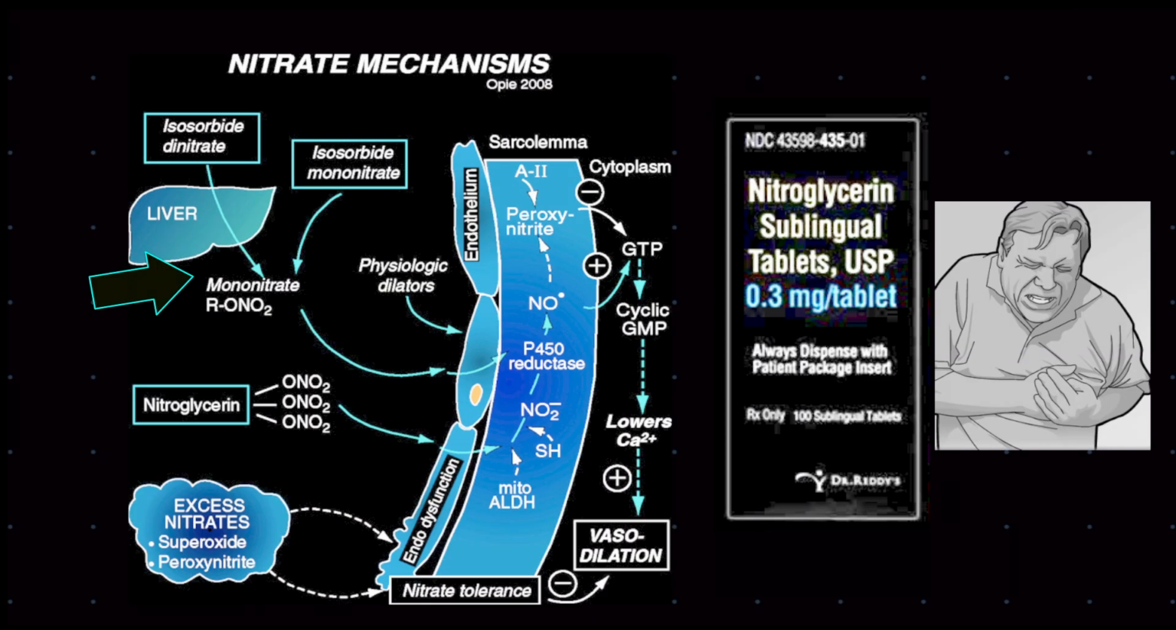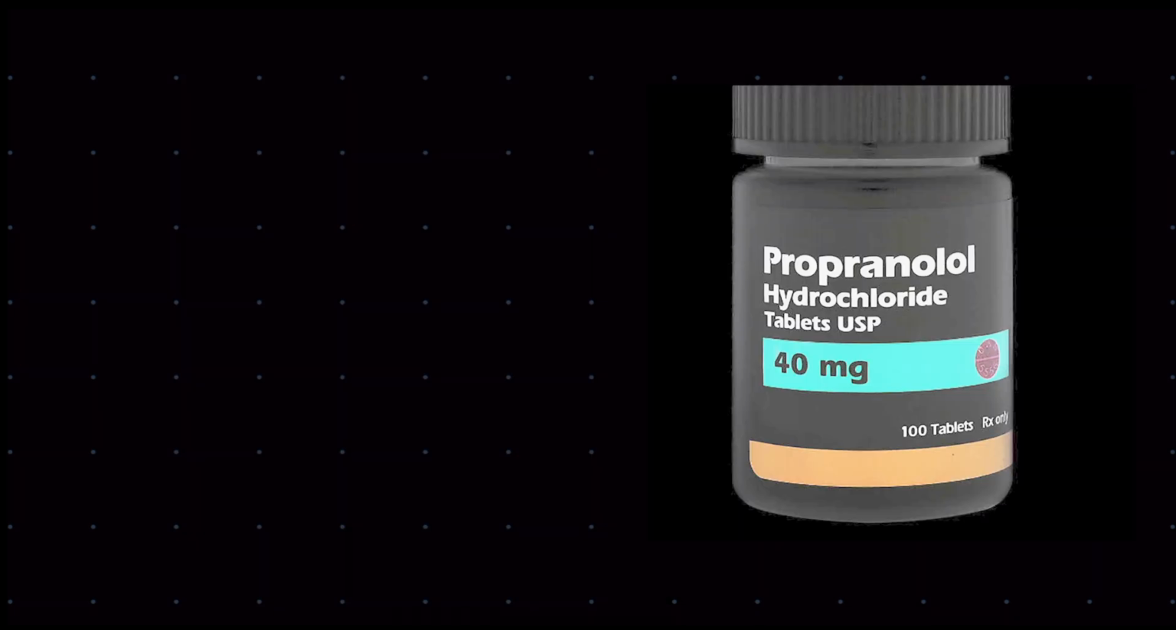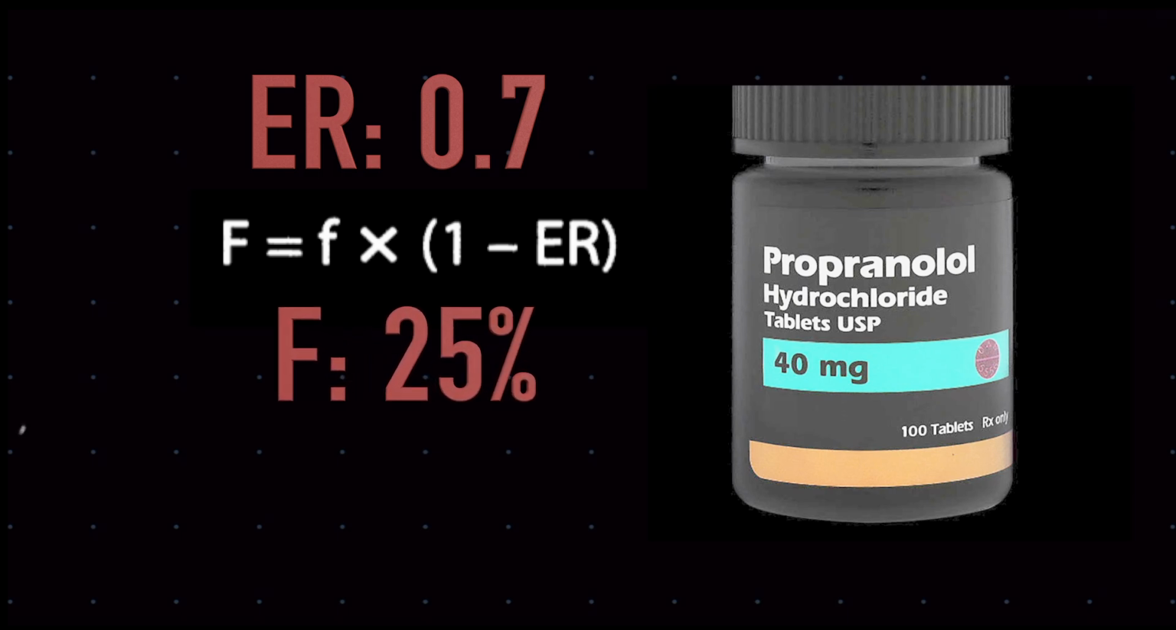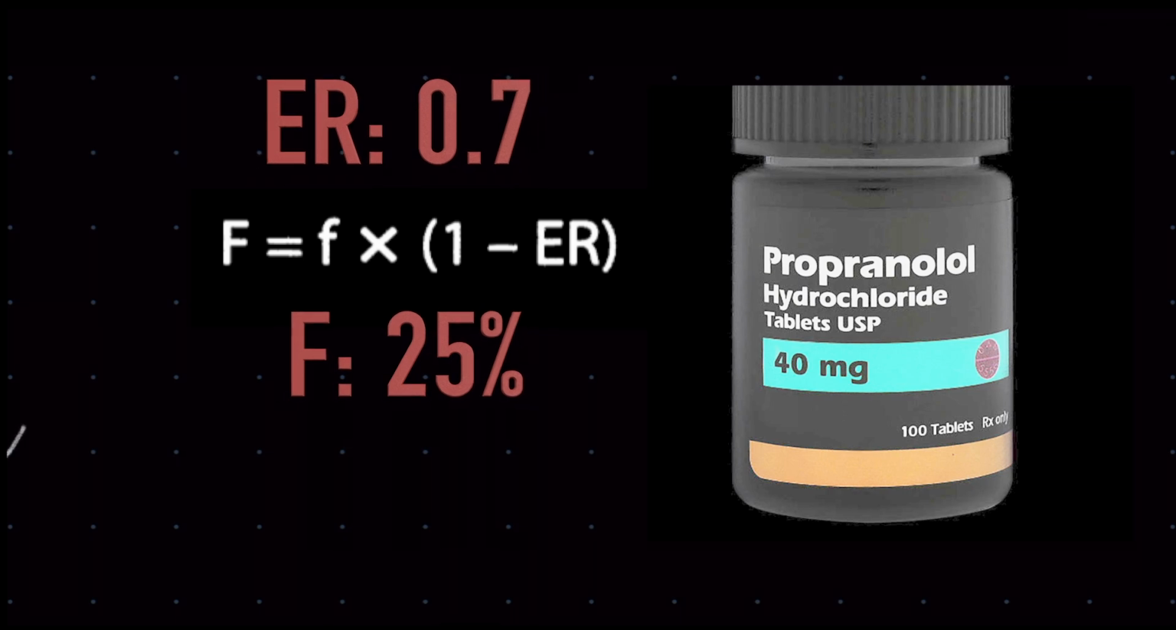Clinical case examples: nitroglycerin and sublingual administration. Nitroglycerin, when taken orally, undergoes nearly complete first-pass metabolism in the liver, making oral bioavailability nearly zero. However, when taken sublingually, it bypasses the liver, leading to much higher bioavailability and providing rapid relief for angina. Propranolol's case: propranolol has a high extraction ratio, ER 0.75, meaning only about 25% of the oral dose reaches systemic circulation due to first-pass metabolism. This necessitates a higher oral dose or alternative administration route to achieve therapeutic levels in some cases.